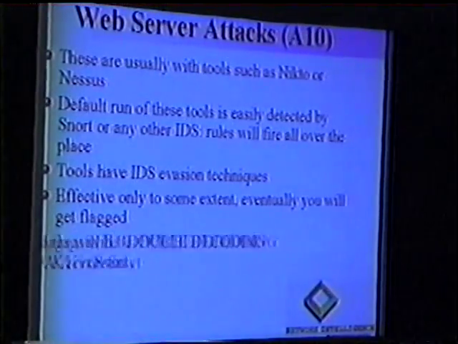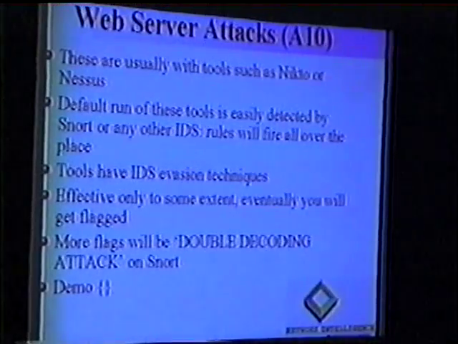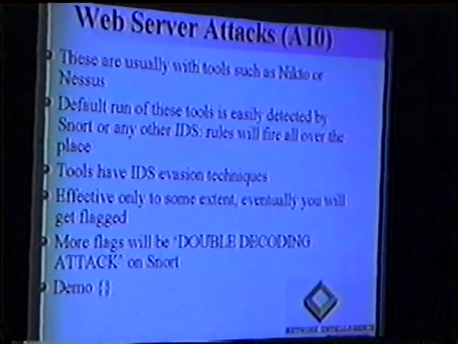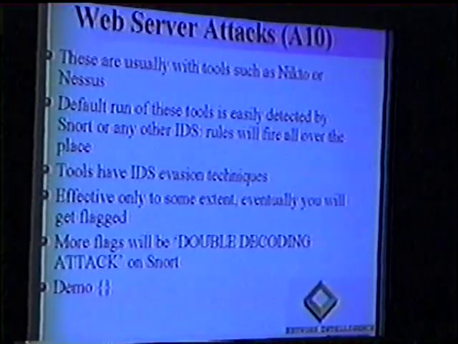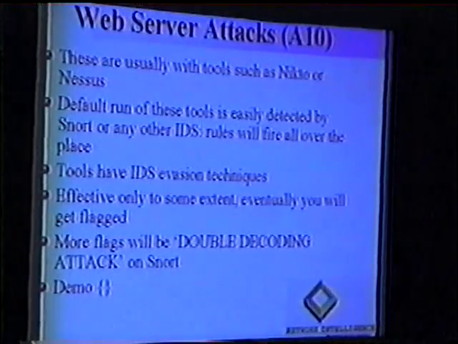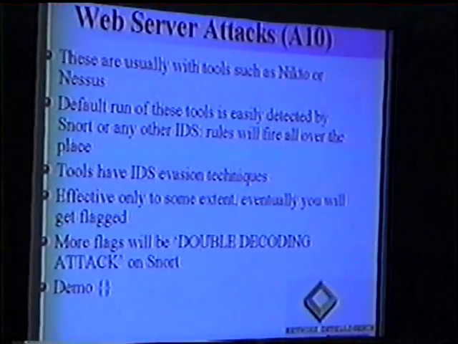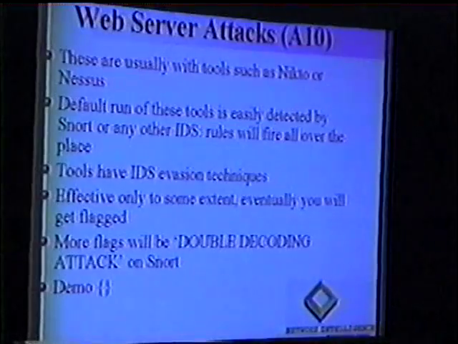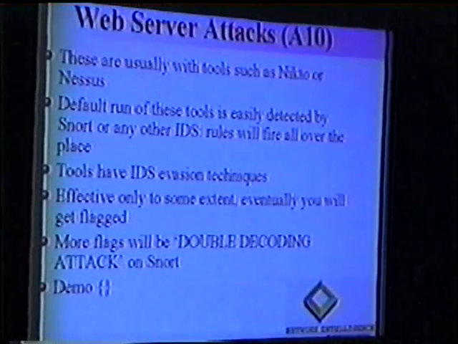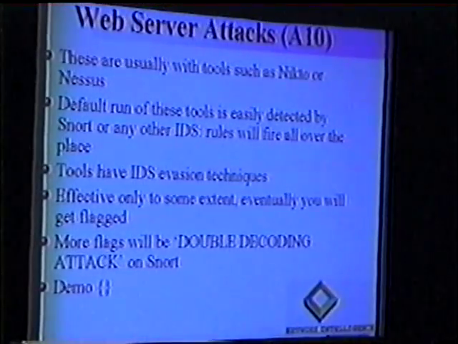So let's look at the attacks one by one. The first attack that an attacker is going to use is he's going to try and break the web server. This is typically done using standard attack tools that are available, such as Nessus or Nikto. These tools have IDS evasion techniques, but you will see that even the IDS evasion techniques will still get triggered by Snort. So we're going to look at a small demo where I'm going to trigger off Nikto on a particular website.